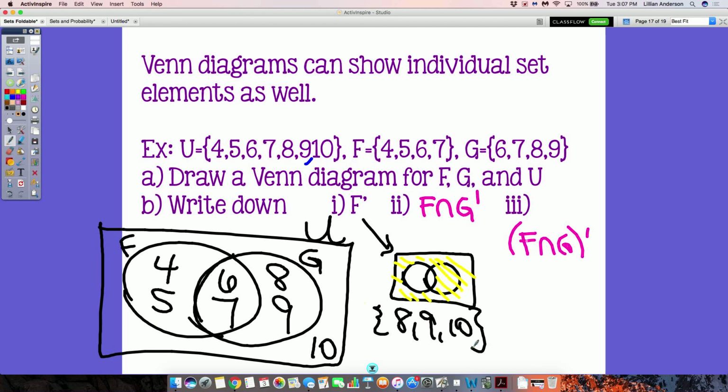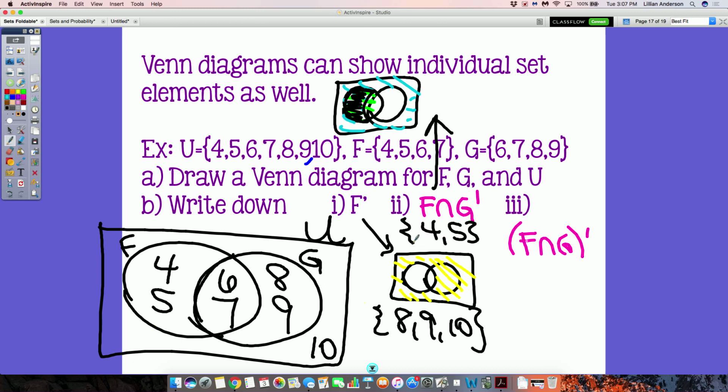For number two, it's F intersection with G complement. So that's F, not G, and where they intersect, which is right here. What numbers are those? 4 and 5. So it should have been 4 and 5 for number two.